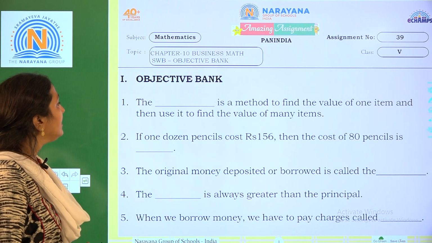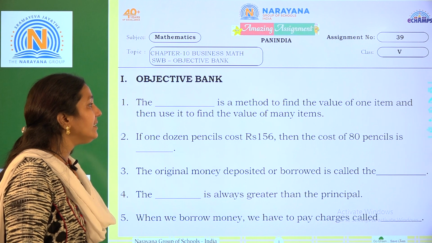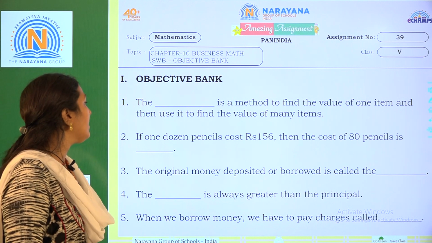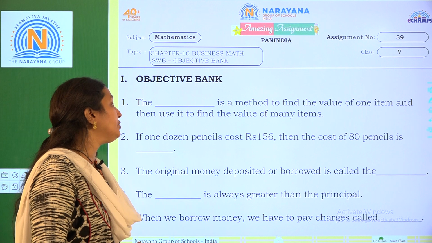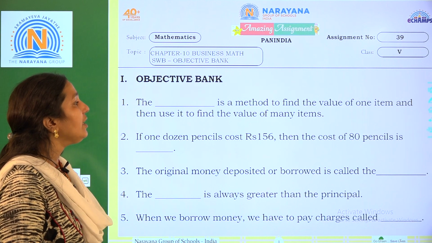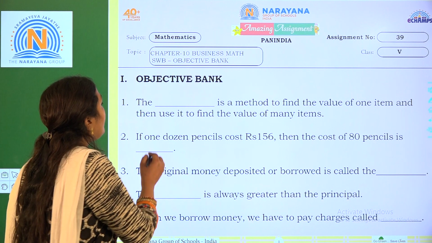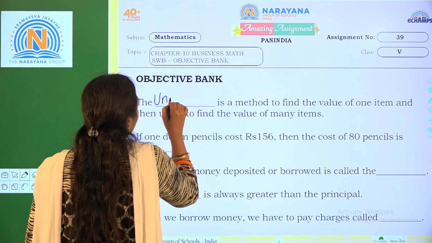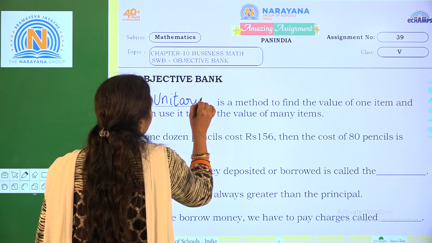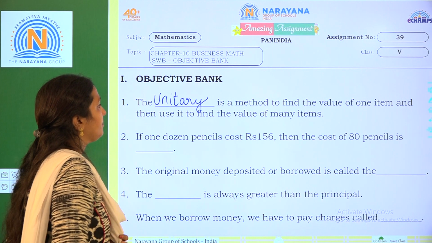Coming to the first one, the dash is a method to find the value of one item and then use it to find the value of many items. What we will call, children, that is nothing but the unitary method.